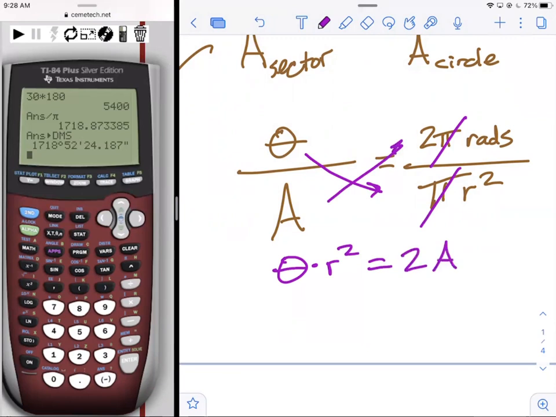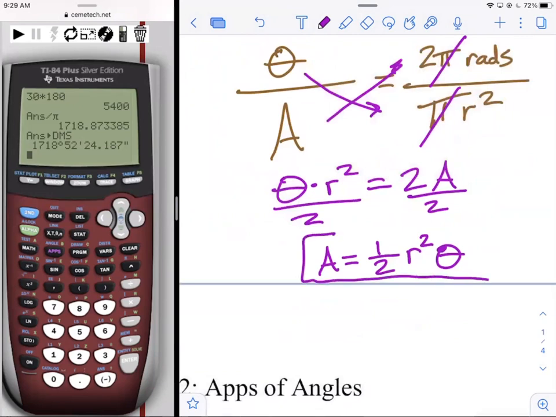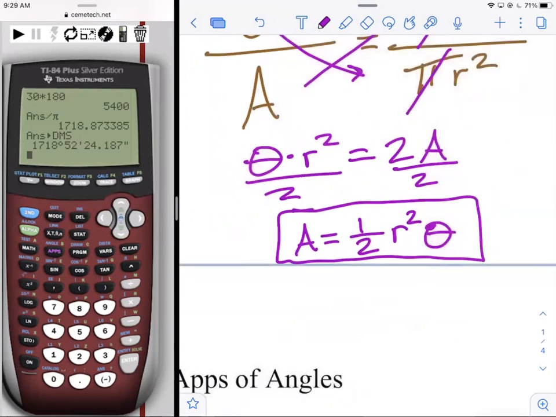Now I want to solve for area, because I want a formula for the area of a sector. So all I got to do is divide both sides by 2, and I get the area equals theta r squared divided by 2. But instead of writing it as a fraction, dividing by 2 is the same as multiplying by what? 1/2. I'm going to pull the 1/2 out front. And then I'm going to commute the two factors. I'm going to put r squared first, then theta. And there you go. That is the formula for the area of a sector.